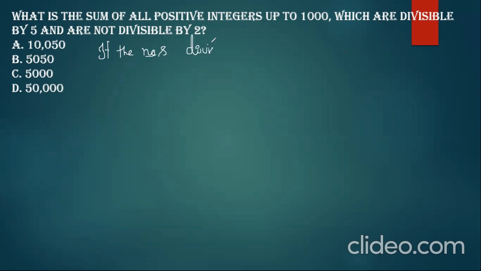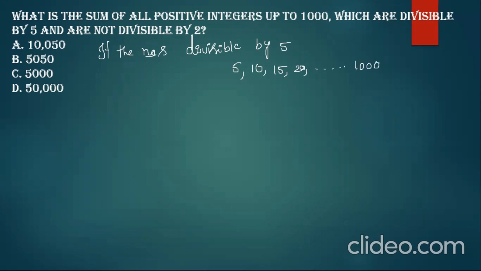If the numbers are divisible by 5, what are the numbers? Can you guess? No doubt, those are nothing but multiples of 5: 5, 10, 15, 20, and so on, up to how much? Up to 1000, they said. So up to 1000 you are getting.